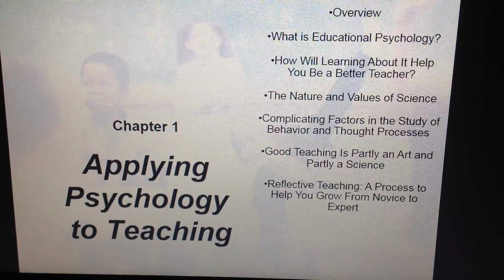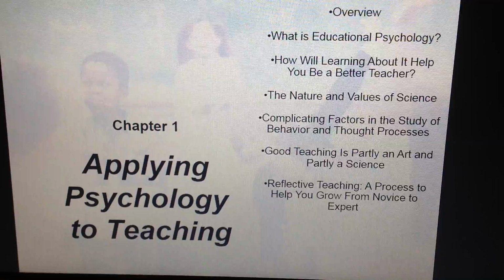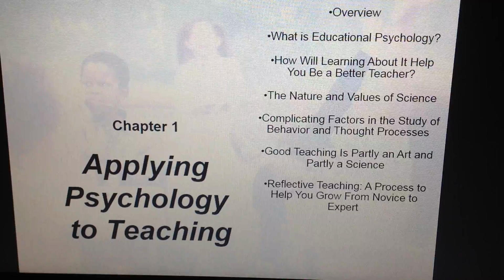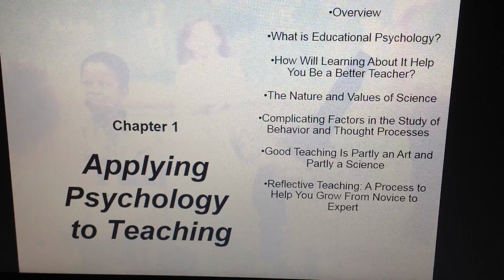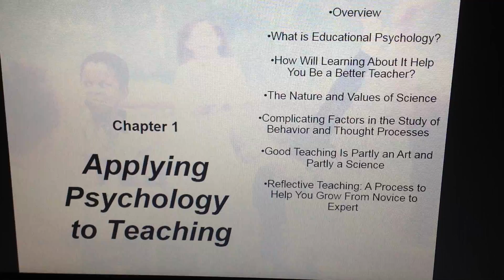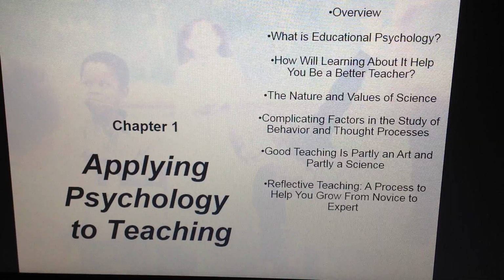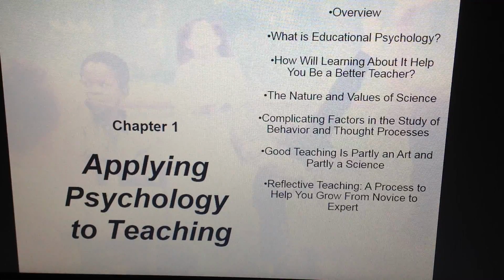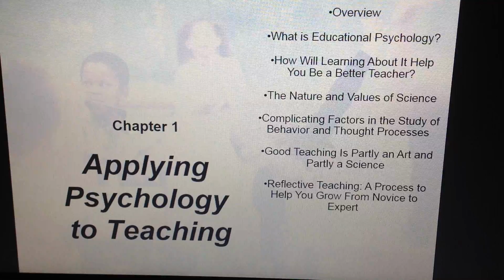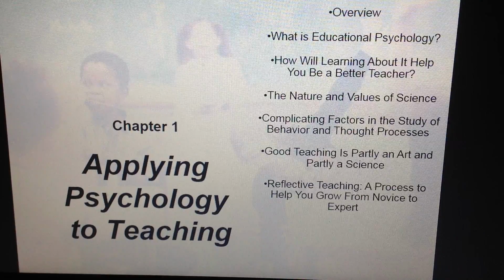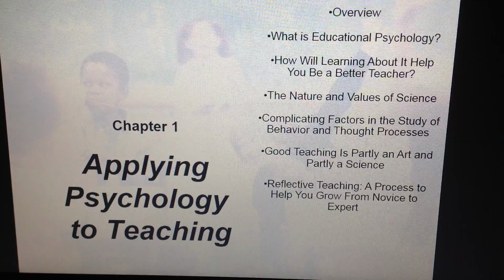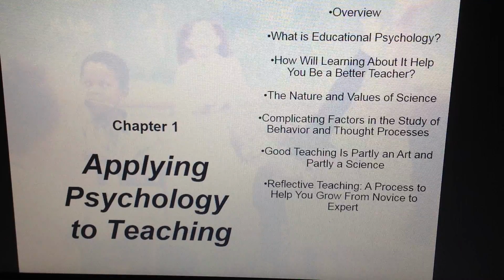So some things that we're going to look at today are: What is educational psychology? How will it help you be a better teacher? Is it a science or is it an art? And what are some complicating factors that researchers have when they try to study behavior and thought processes, because we cannot see inside a brain. Like I said, good teaching is partly an art and partly a science. And then, how can you become a reflective teacher, growing from a novice or a beginning teacher to an expert in your field? Those are the things we're going to look at in this lesson.